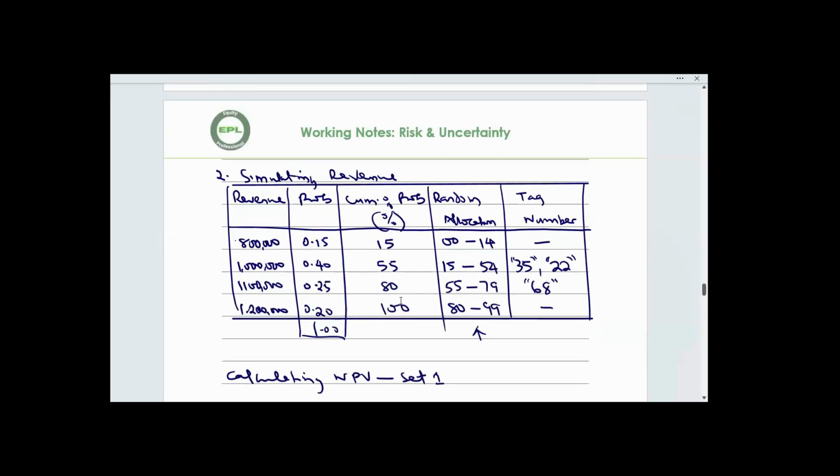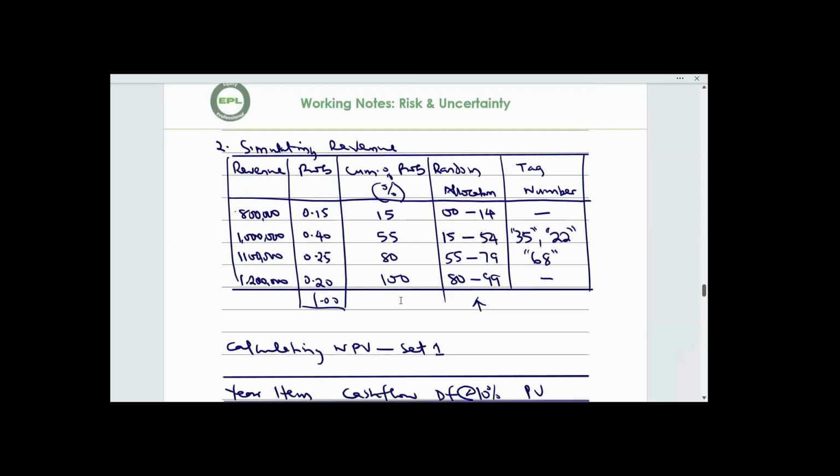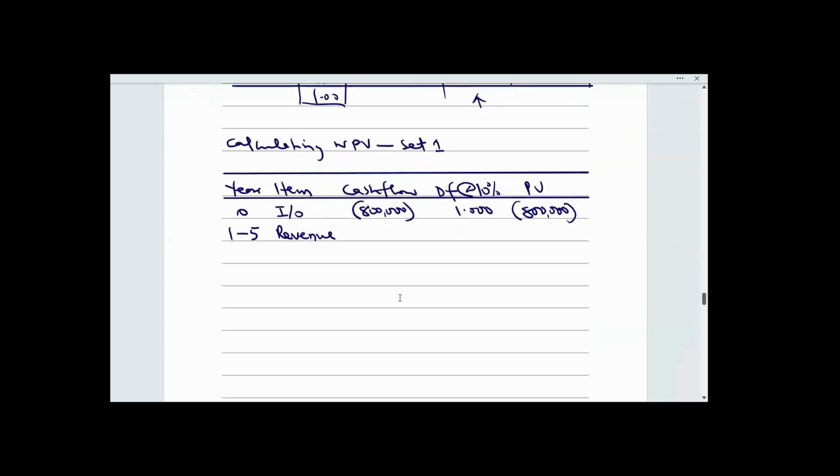800,000. So for the revenue, the tag number for revenue set 1 is 35. So 35 falls in the second row. Therefore, the revenue at that level is 1 million naira. Year 1 to 5, running costs.